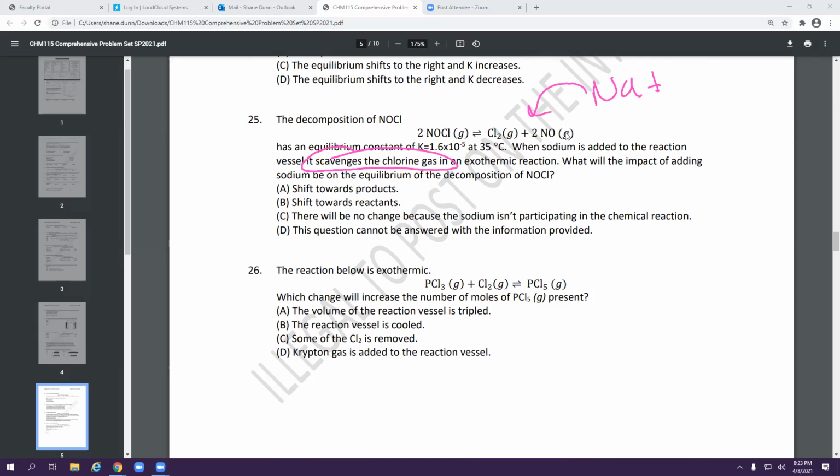So if I add sodium, chlorine gas is getting reacted with, which means it's being taken away. If I take chlorine gas away, how does Le Chatelier's principle say it's going to react? For this side, I took the thing away, right? So shift towards the products. 25 is A.